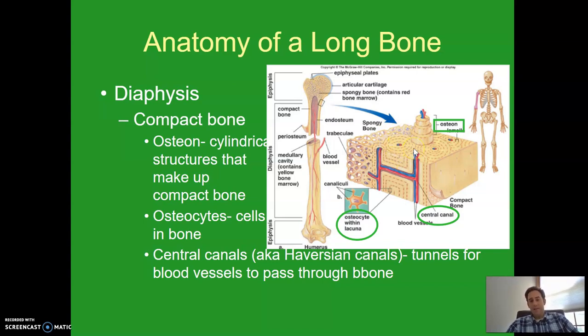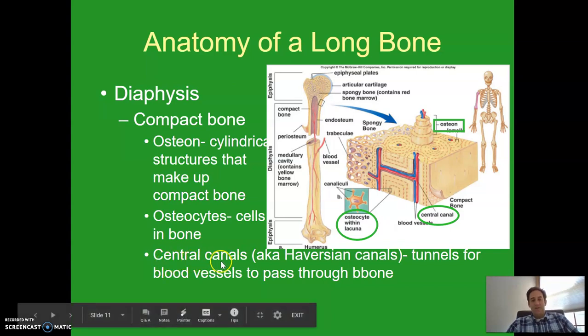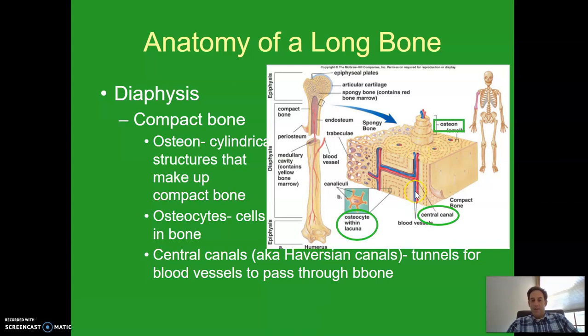Now, if you have living cells in your bone, those living cells are going to need oxygen and nutrients, so they need a blood supply to provide them. And so we also have what are called central canals, sometimes referred to as Haversian canals. Those are sort of tunnels through the bone which allow blood vessels to flow through. The blood is necessary, of course, to keep the osteocytes, those cells, alive. All that is at a microscopic level within that compact bone.